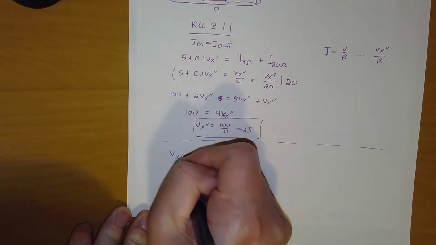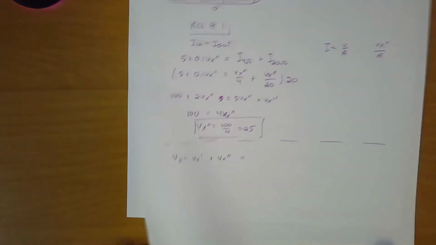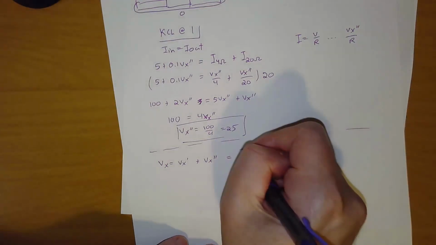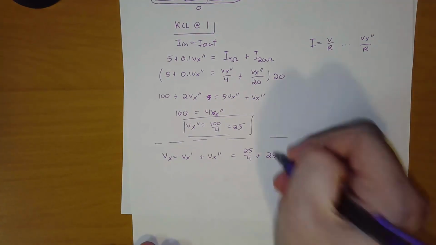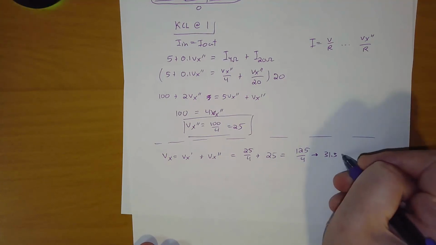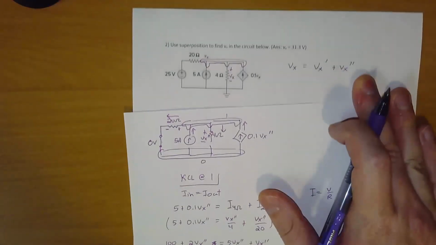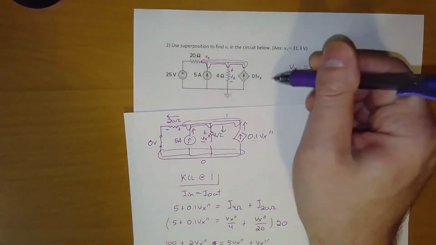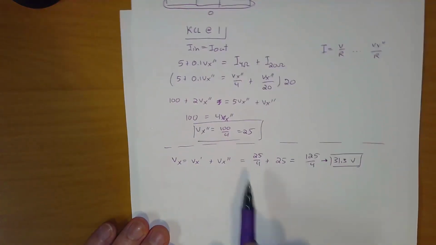So in that case, Vx is equal to Vx prime plus Vx double prime. So Vx prime is equal to 25 over 4. This is just 25. When you put those together, you will get 125 over 4, which simplifies down to roughly 31.3 volts. And again, if you had a third independent source, so say you added a current source out here or something, you would have a Vx triple prime that you would need to include in this. And you would have to do all this process again one more time for that third source.